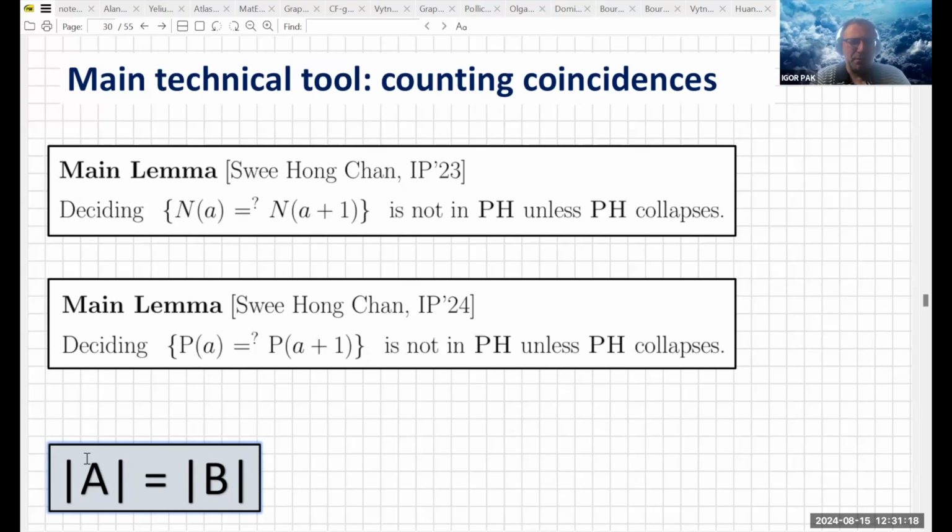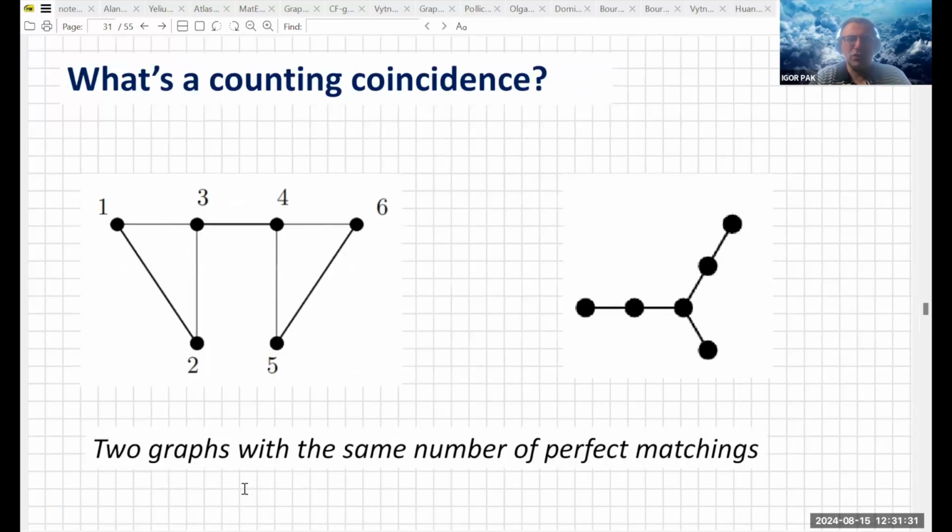So the way to remember is using this mnemonic: number of A is equal to number of B. So we have two sets, and the question is, do these two sets have the same cardinality? And now I need to define for you what a counting coincidence is. So this is the way to understand the previous result, as thinking that there's a coincidence.